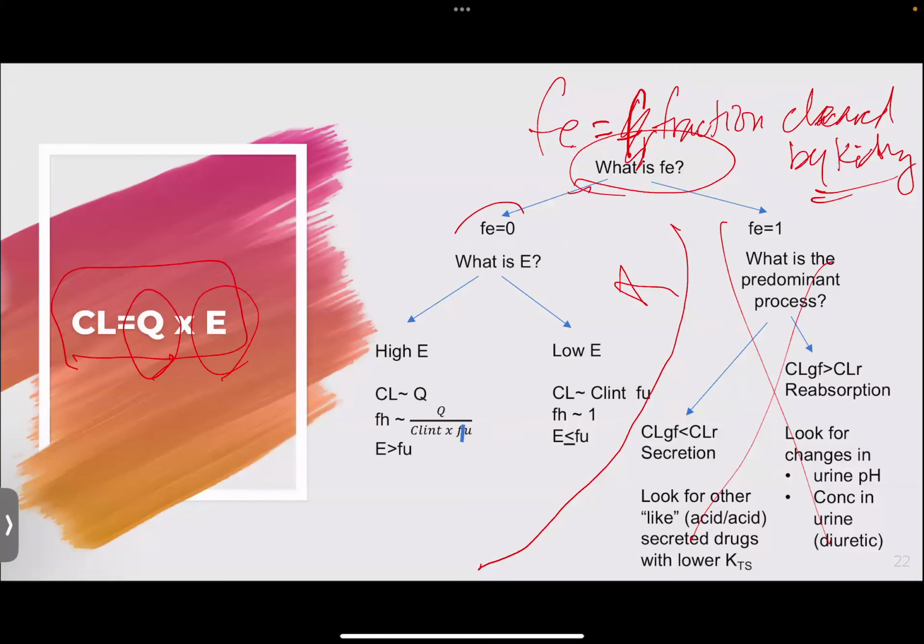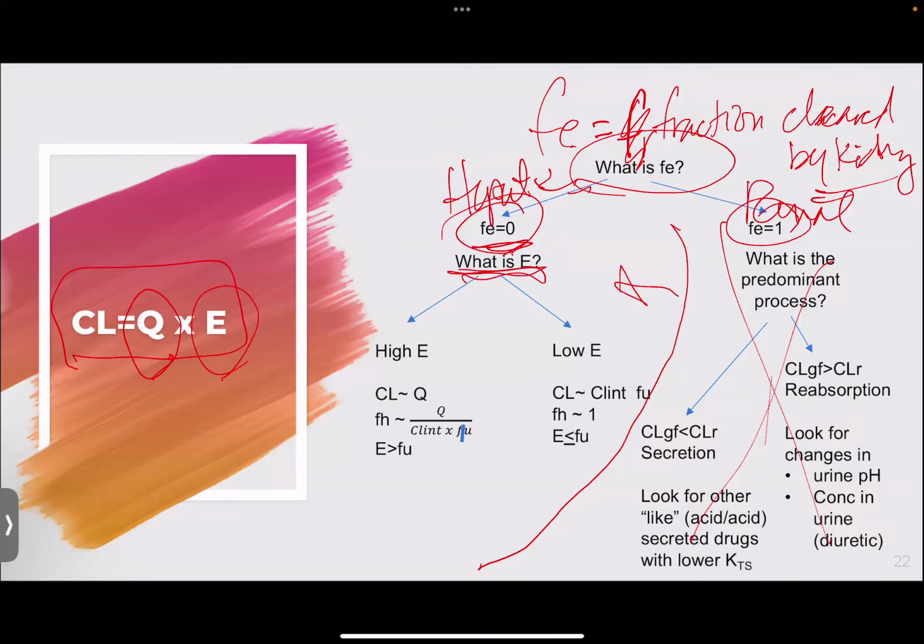So an FE of 0 means none of it's cleared by the kidneys. And then we assume that that is all cleared by the liver. That may or may not be true, but we're going to make that assumption for this class. So if we know the FE is 0, then we know it's hepatically cleared. If its FE is 1, then we know it's renally cleared. We're not going to worry about this yet because we haven't learned it yet. But we have learned hepatic clearance.